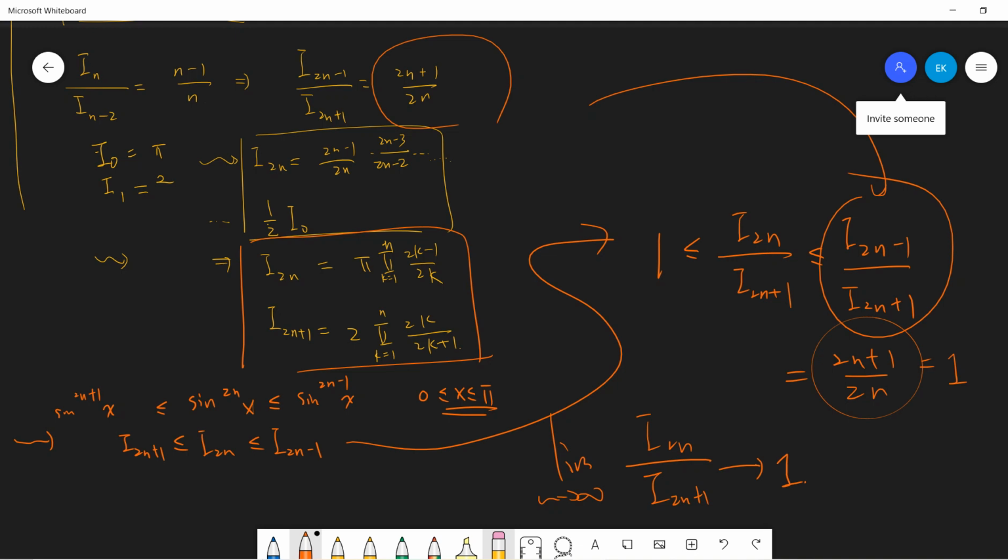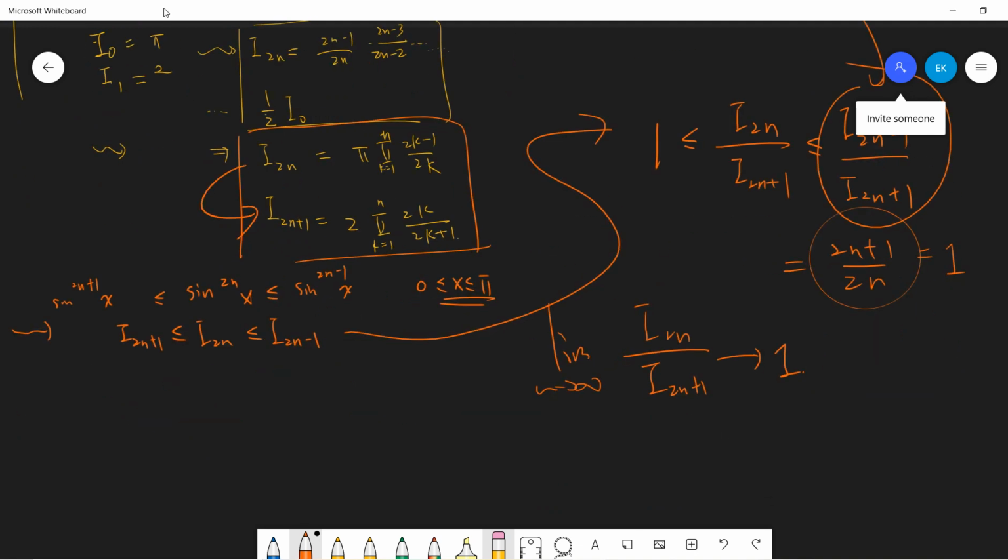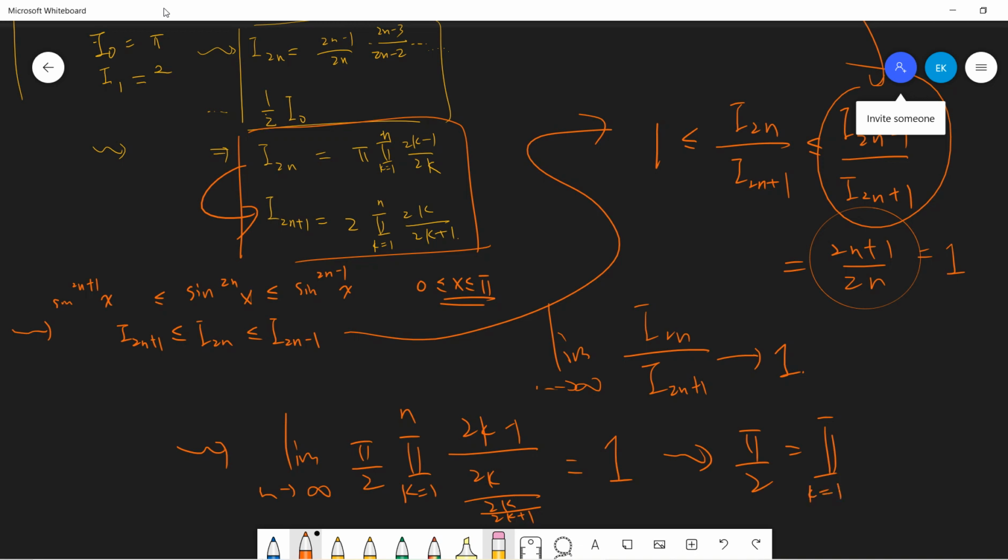So you can take these two and divide them. You get the limit as n goes to infinity of pi divided by 2, times the product for k from 1 to n of (2k minus 1) divided by 2k, and then divided by 2k divided by (2k plus 1). This is 1. So you get pi over 2, which is just the product for k from 1 to infinity, taking n to infinity on the right hand side, of 4k squared divided by (4k squared minus 1). So this is the proof.